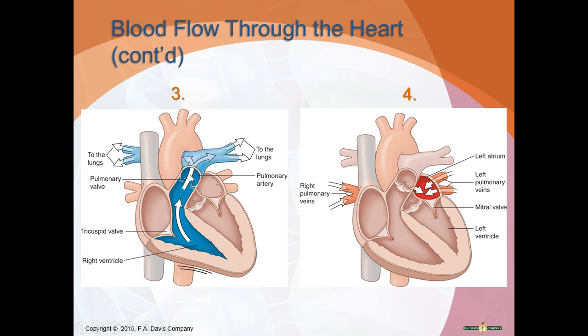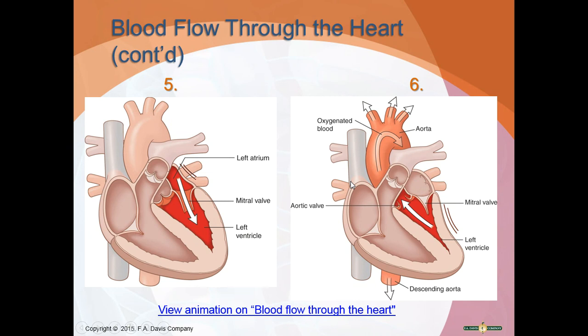Number 4, after replenishing its supply of oxygen and cleansing itself of carbon dioxide in the lungs, and now it's full of oxygen. It's 95 to 100% oxygenated. The blood enters the pulmonary veins and returns to the heart through the left atrium. So it goes to the lungs now, it comes back, and it's nice and red now. It's full of oxygen, and here it goes through the mitral valve into left ventricle, and then it goes to the aortic valves and into the body.